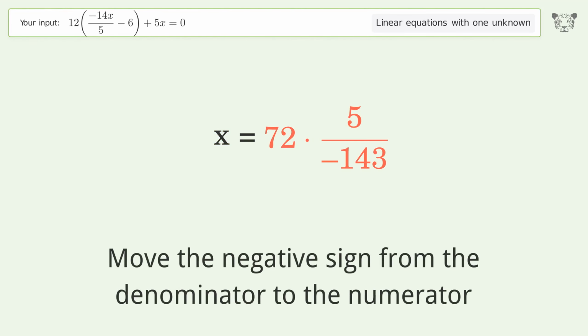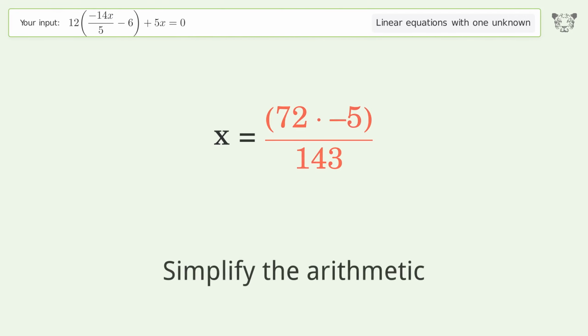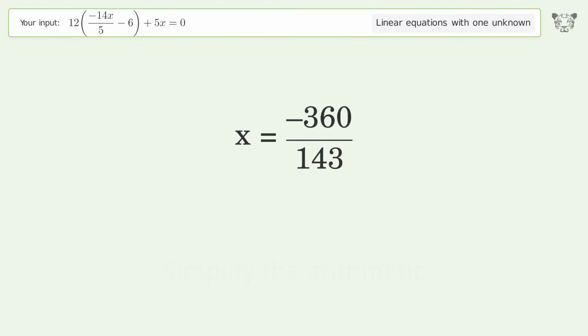Move the negative sign from the denominator to the numerator. Multiply the fractions. Simplify the arithmetic. And so the final result is x equals negative 360 over 143.